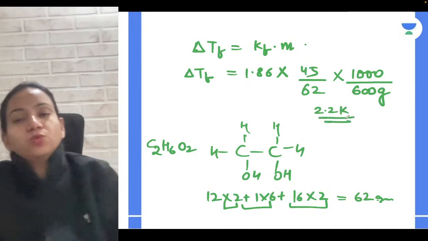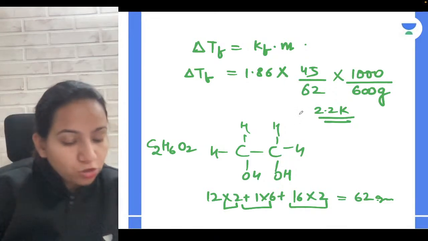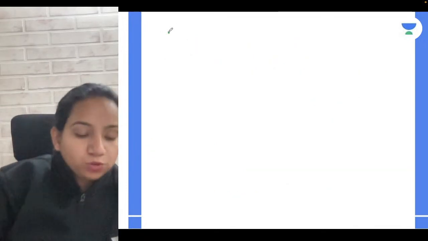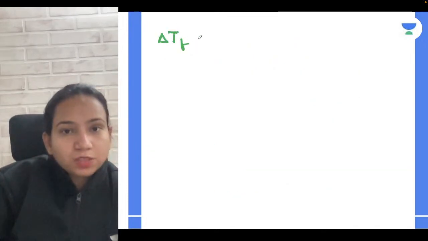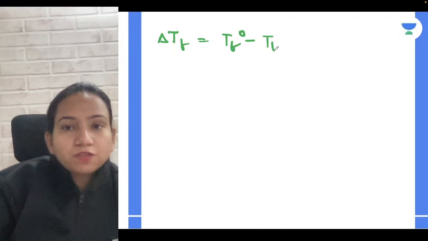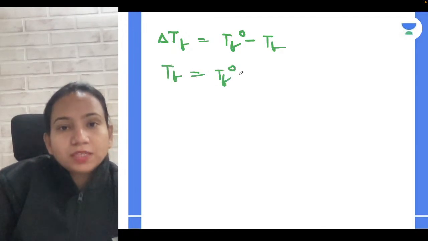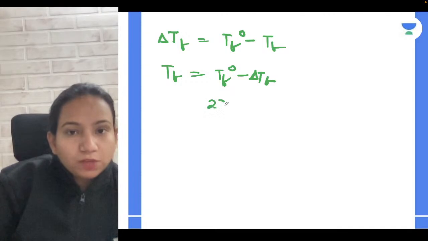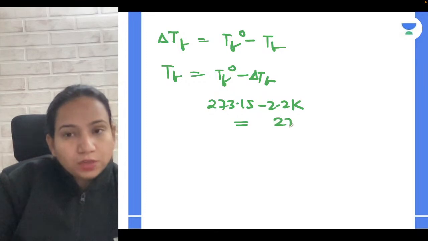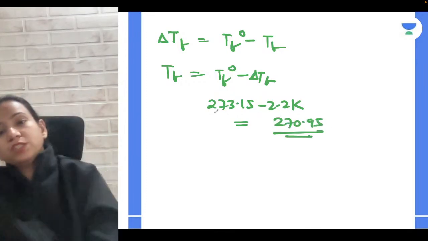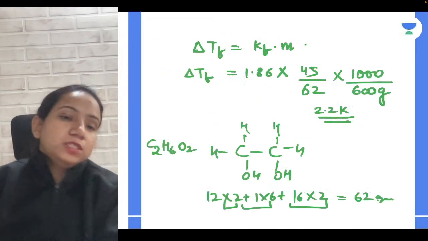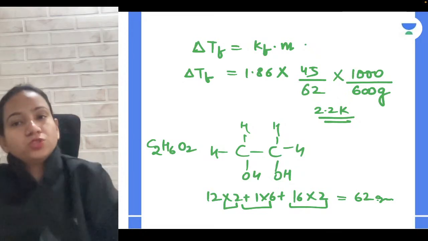If you got this 2.2 Kelvin, you can find the solution also, because for water the freezing point is 0 degrees Celsius. Delta TF is equal to TF naught minus TF, so TF will be TF naught minus delta TF. That is 273.15 minus 2.2 Kelvin, which gives 270.95. You can see that it has decreased. Before, the freezing point of water was 0 degrees Celsius, now it is less than that. That's how you can discuss questions related to it.